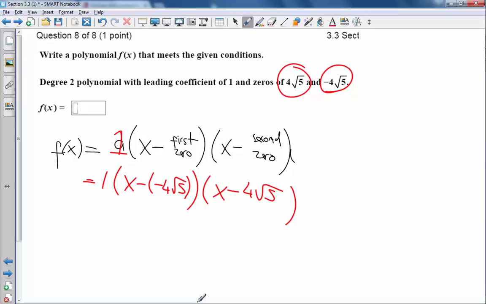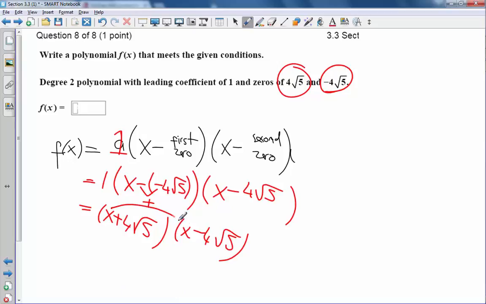Again, we're always taking the opposite of these values here. Look, this turned into minus. This turns into what when you multiply two minuses? Turns into plus. So it's x plus 4 root 5 and x minus 4 root 5. Well, they don't want it in factored form. You need to actually expand this, FOIL this, and turn this into standard form with x raised to powers.